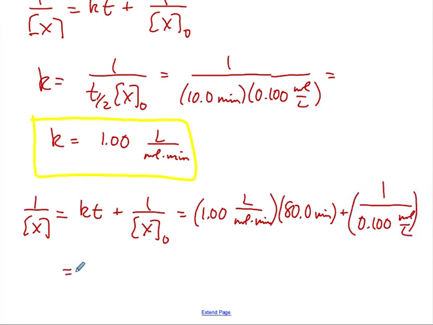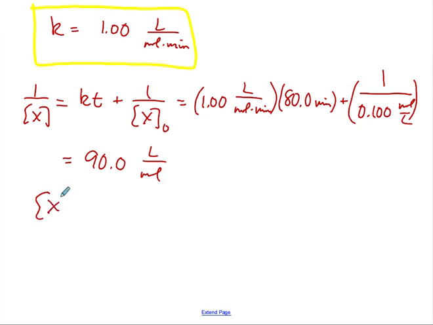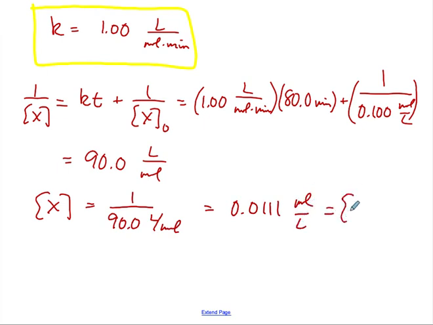This is equal to 90.0 liters per mole as 1 over x. Therefore, the remaining concentration of x after 80 minutes is 1 over 90.0 liters per mole, or 0.0111 mole per liter as my final concentration of x. Okay, I think that's about all I want to say about integrated rate laws.